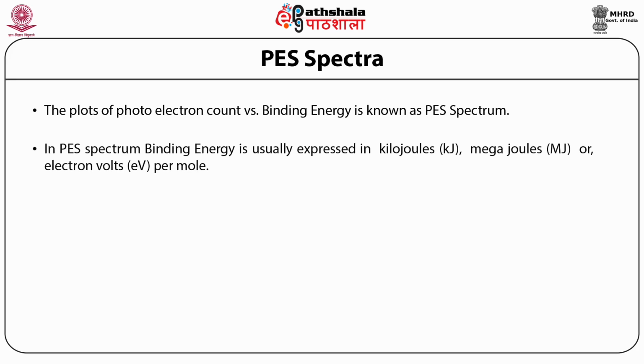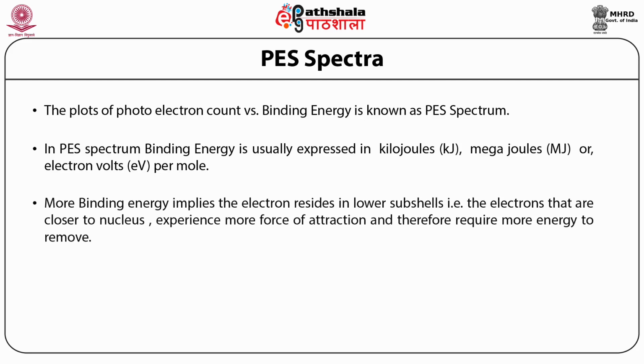In a photoelectron spectrum, binding energy is usually expressed in kilojoules, megajoules or electron volts per mole. More binding energy implies the electron resides in lower subshells, that is, the electrons that are closer to the nucleus experience more force of attraction and therefore require more energy to remove.